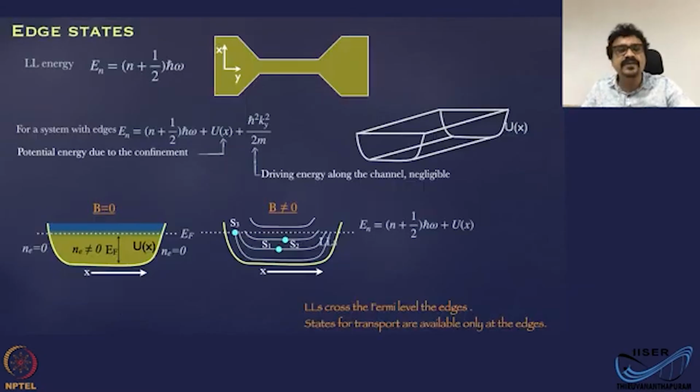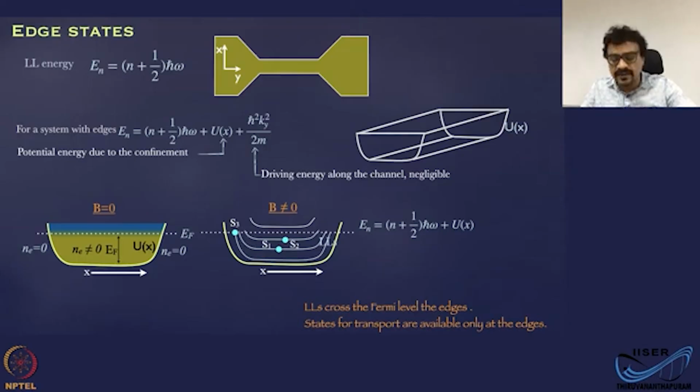Okay, so again, as we just mentioned, real samples are finite in dimension. In this case, I have a sample with a thin channel, and assume that these two broad regions are the contact regions where you are injecting and removing charge carriers, either electrons or holes.